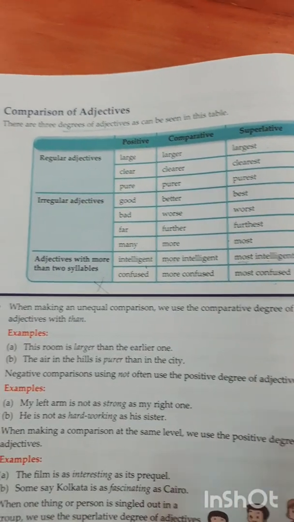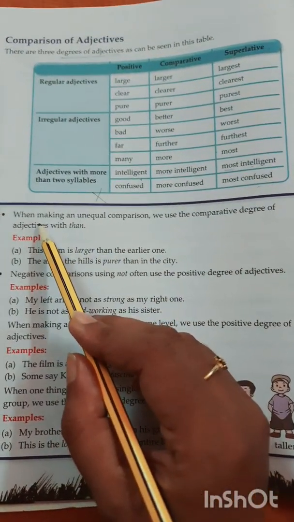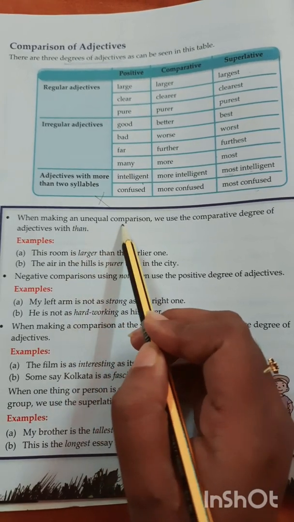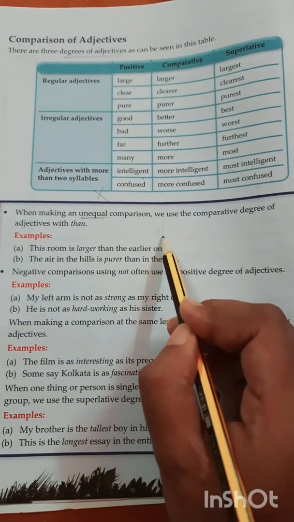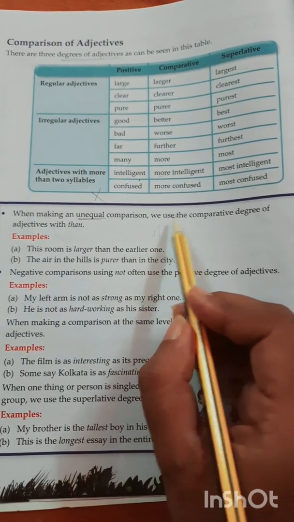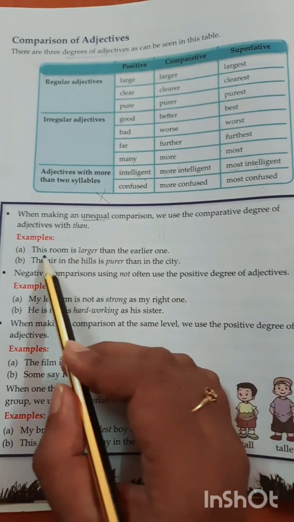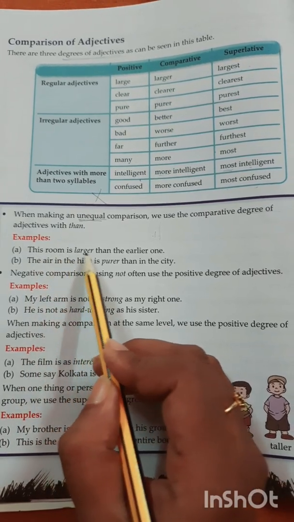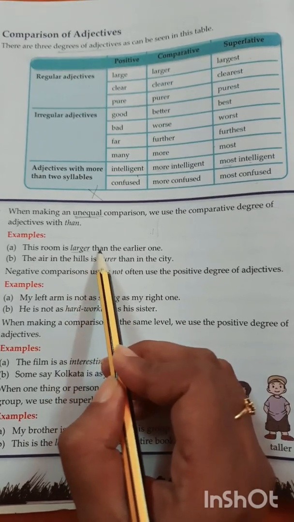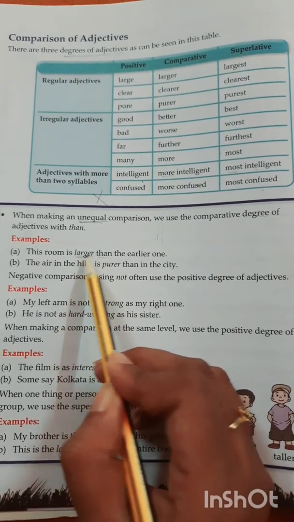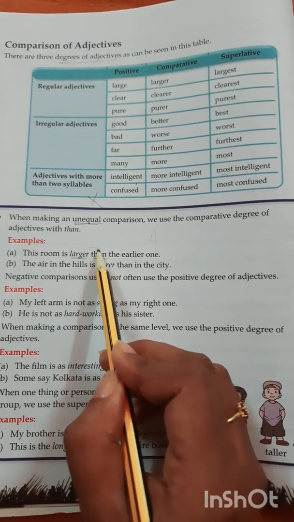Okay, yes, once you read this, now come back to the given column here. When making an unequal comparison, yes, unequal, you are comparing 2 different things, not equal, we use the comparative degree of adjectives with them. For example, this room is larger than the earlier one. Larger than. If you are using comparative degree, you should use than there. This comparative degree should be followed by than.